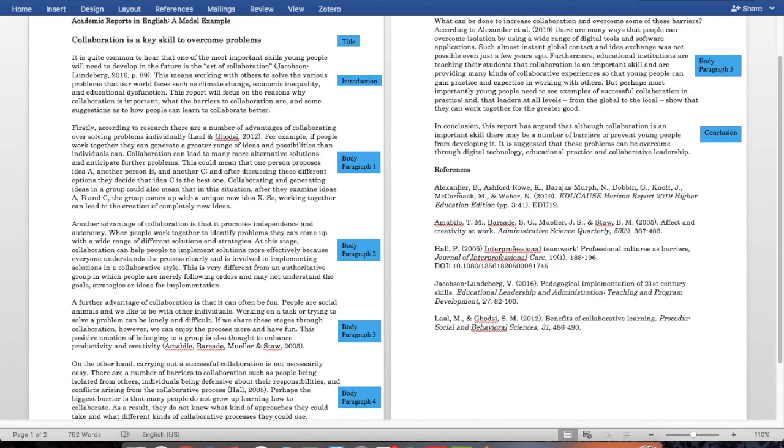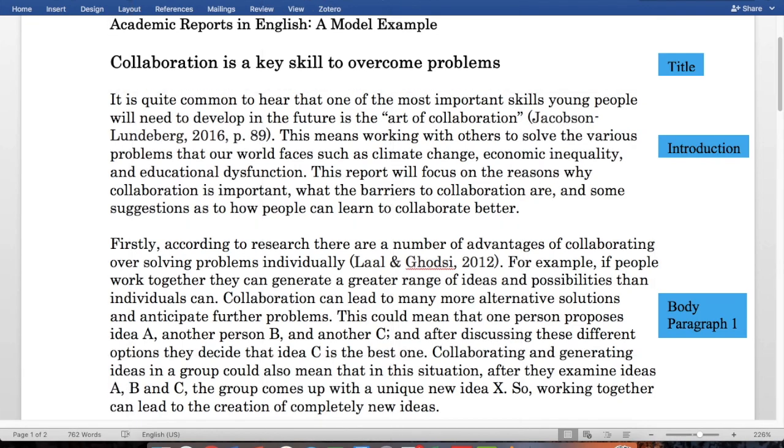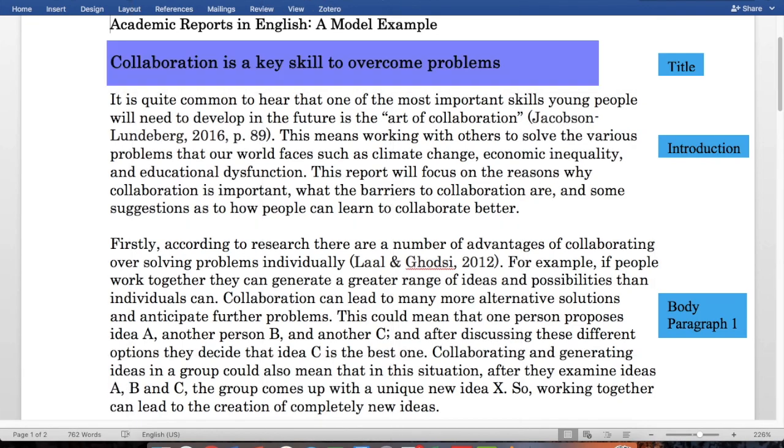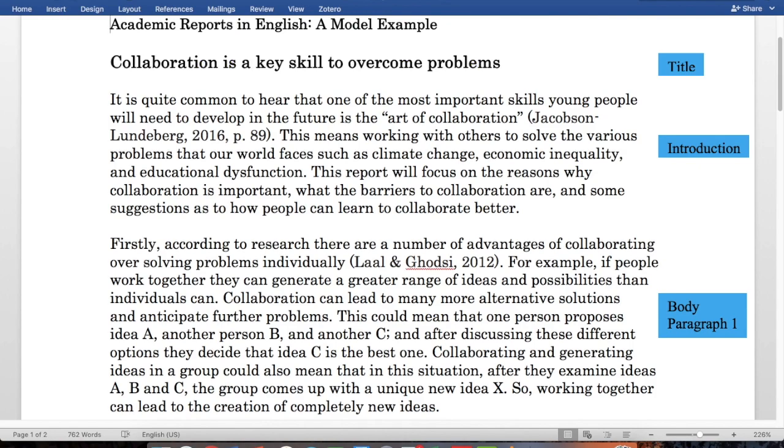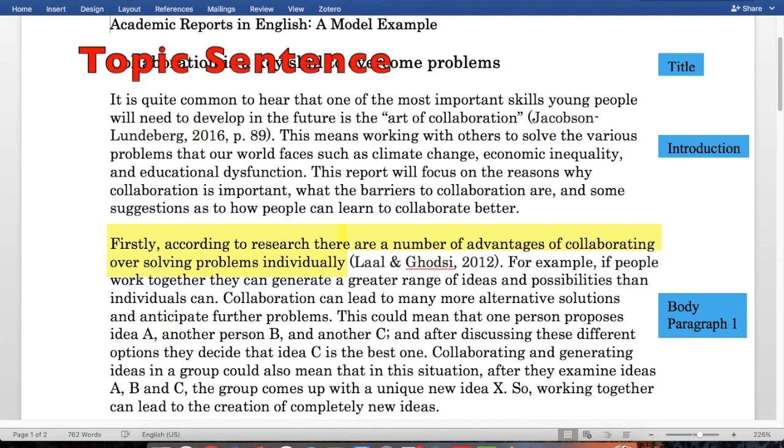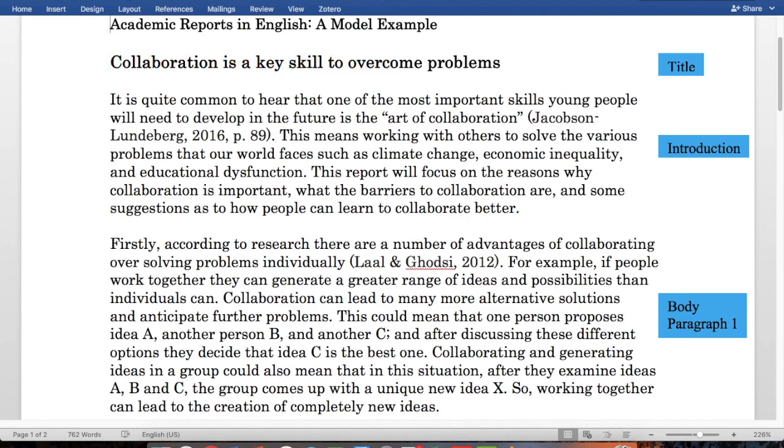Okay, let's jump in and see what makes up a body paragraph. So here again we have the title, collaboration is a key skill to overcome problems. Then we have our first paragraph, which is the introduction. And then we have our first body paragraph. Now, a body paragraph is basically divided into 2 parts. The first part is the first sentence, or usually the first sentence, and this is called a topic sentence. This is because it states what the topic of the paragraph is.